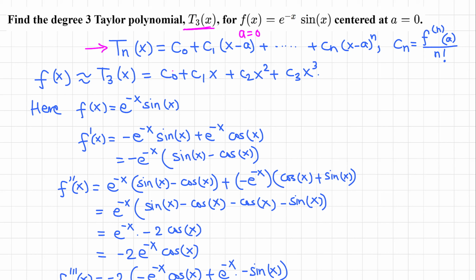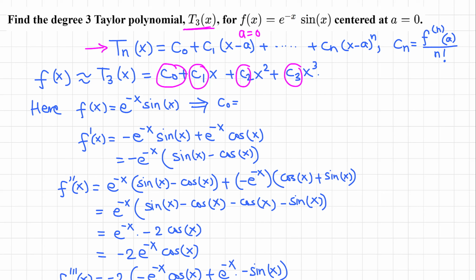Now we need to determine c0, c1, c2, and c3. We start with the function, which is given: e to the negative x times sine x. So c0 means the 0th derivative, which means the function itself. From this we can find c0. Just evaluate the function at 0.